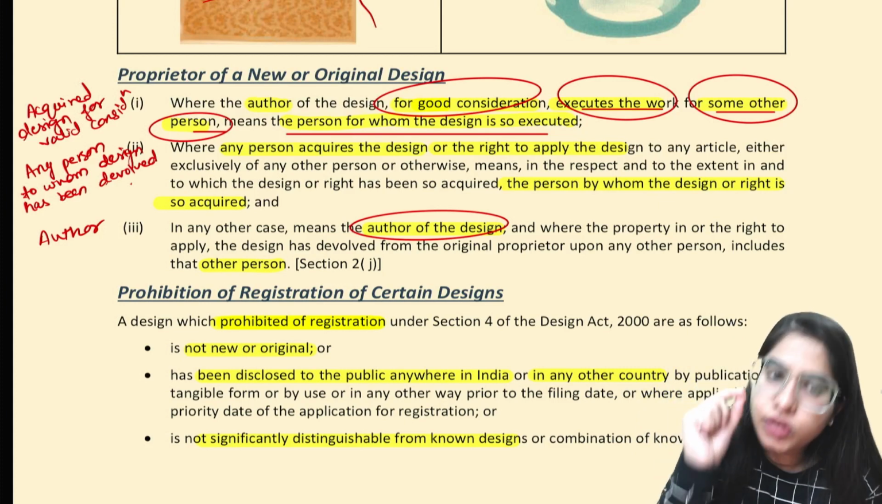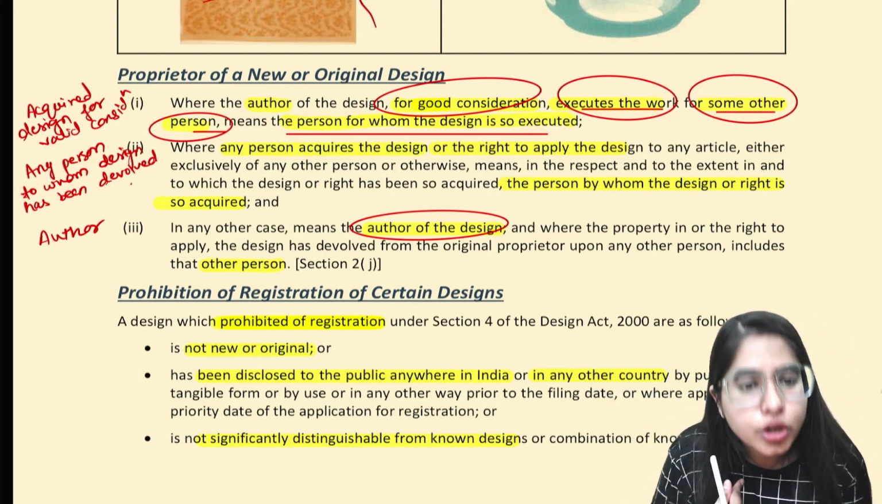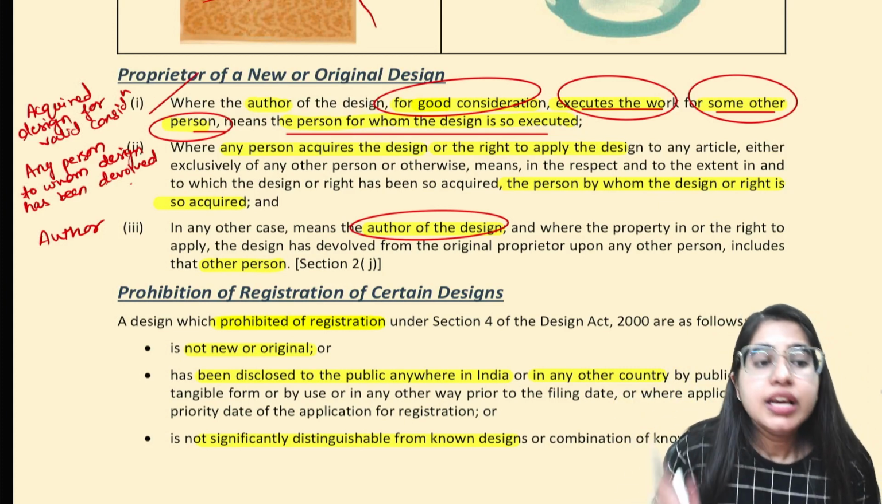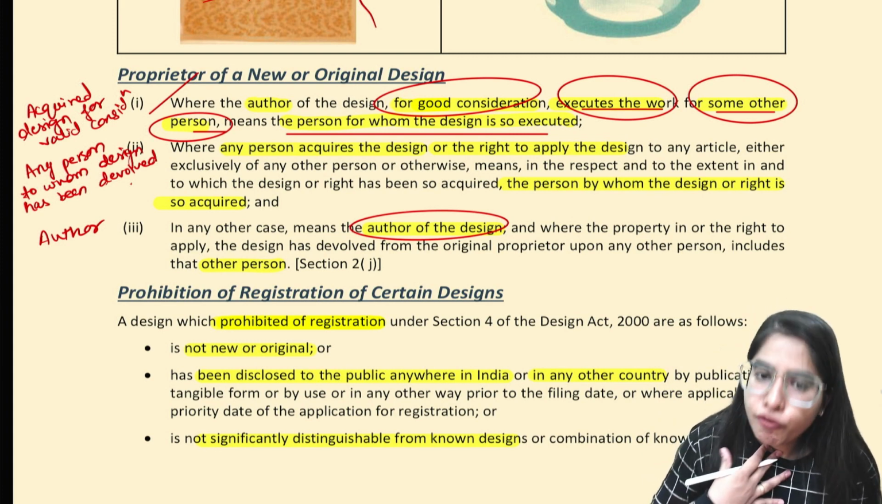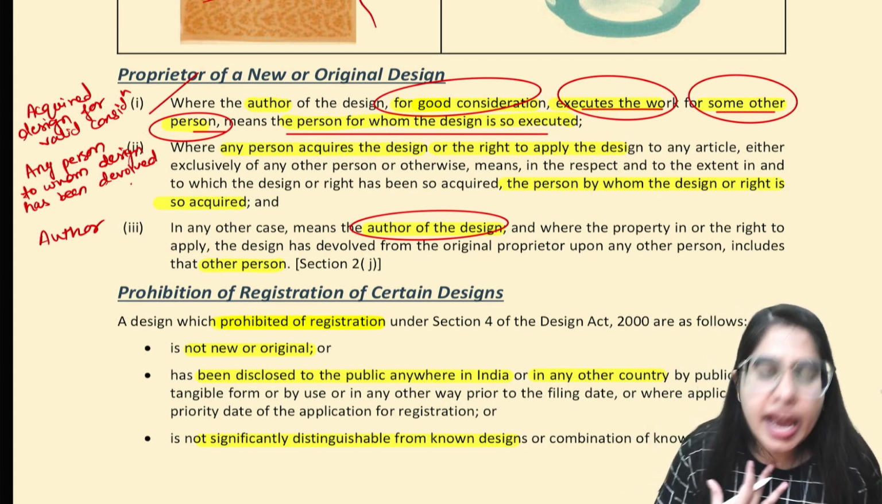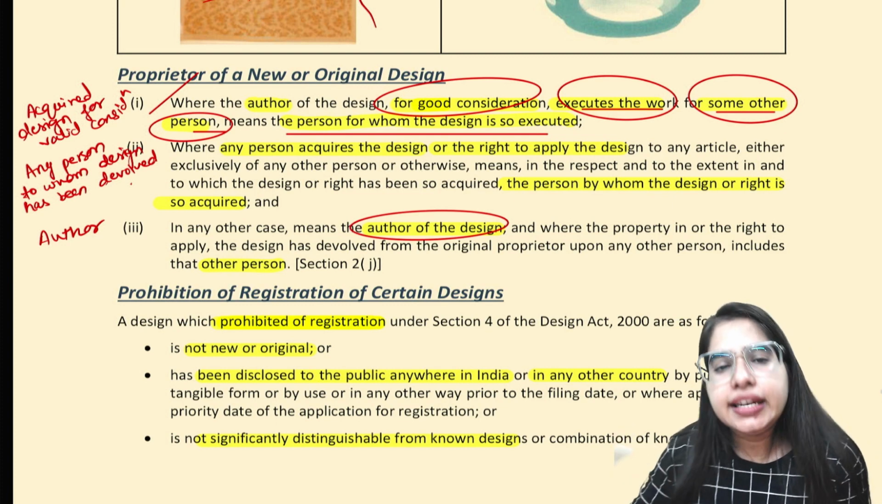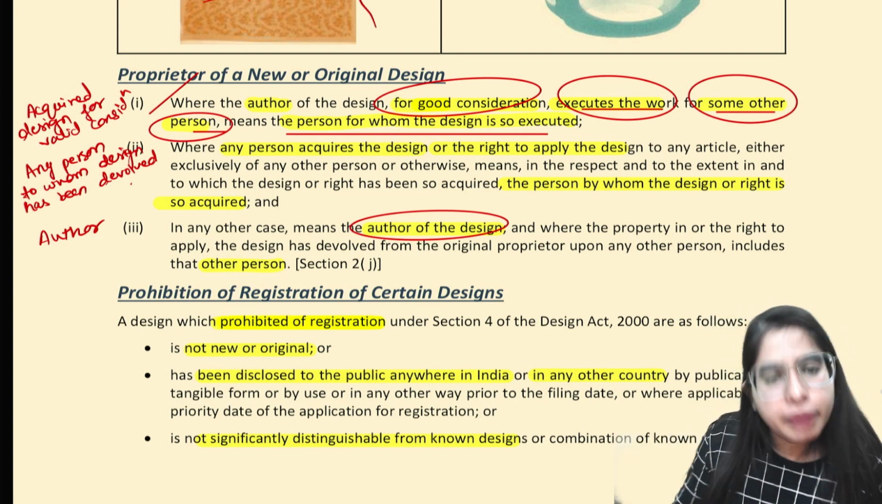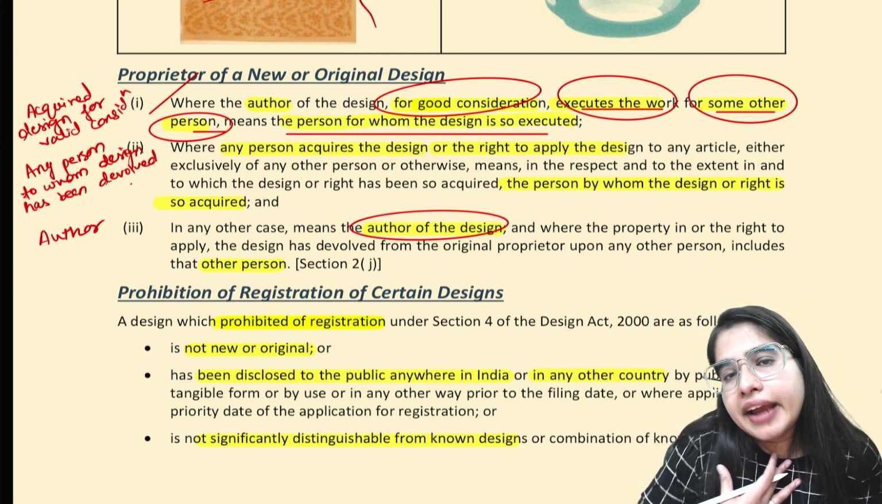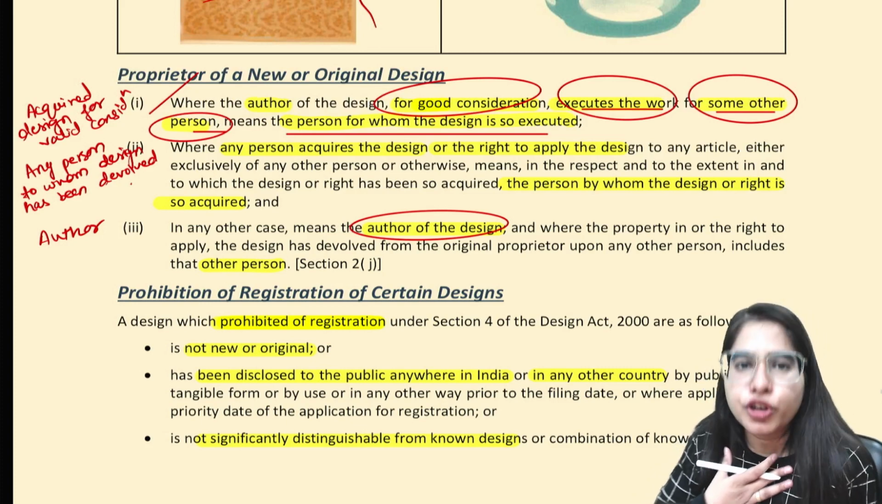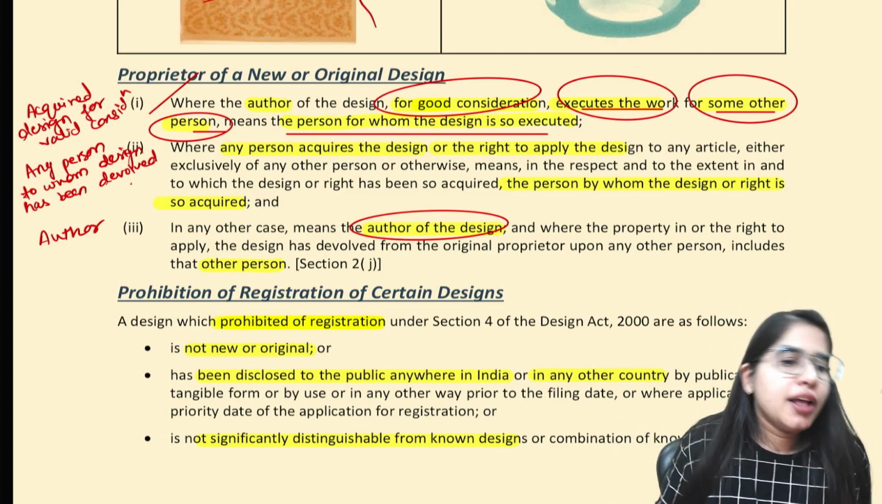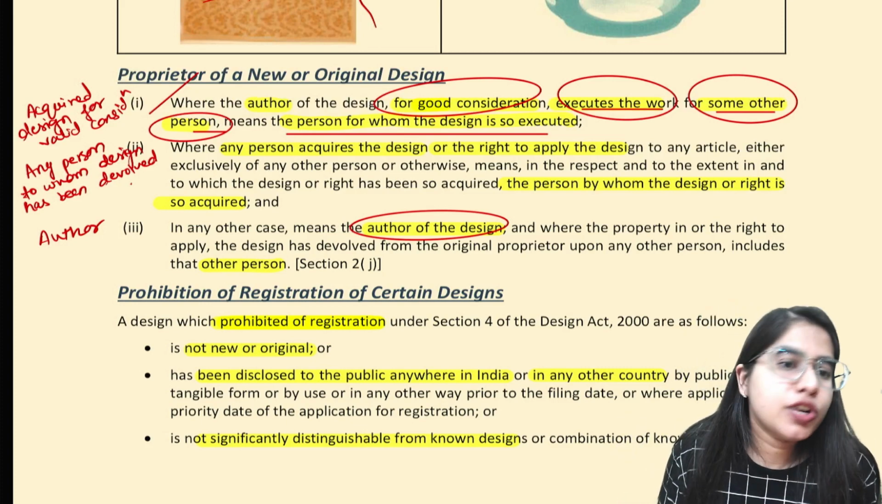So that design belongs to Zara and not to me. This is the first point. The second point is that if I lawfully assign my right to someone else, let's say I made a design and I lawfully assigned the right to use that design to my brother, then my brother will also be considered a proprietor or owner of the design.